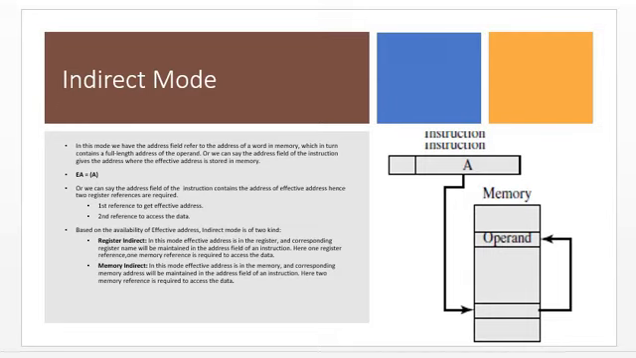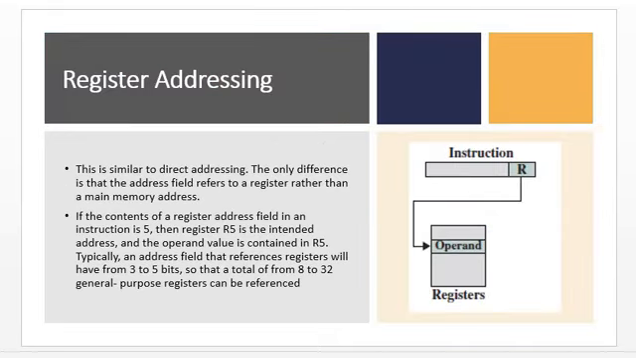Then we look at register addressing. This is similar to direct addressing, with the only difference being that the address field will refer to a register rather than a memory address. So we have the address field referring to a register that points to the operand. That's register addressing for you.